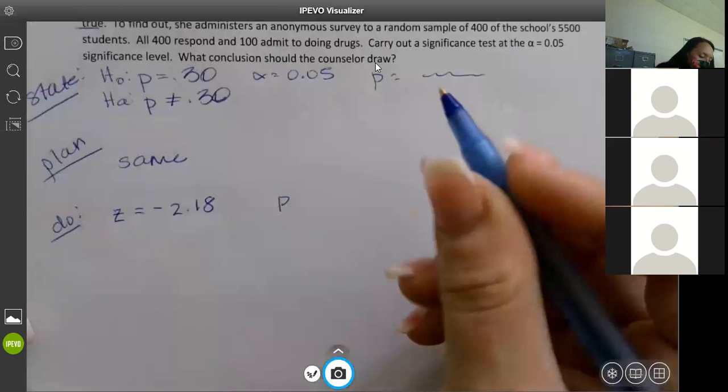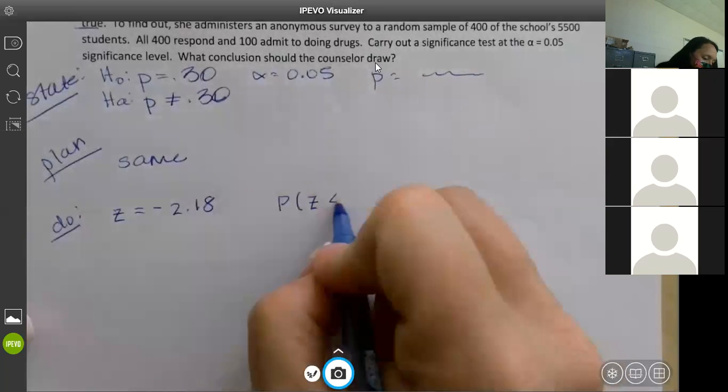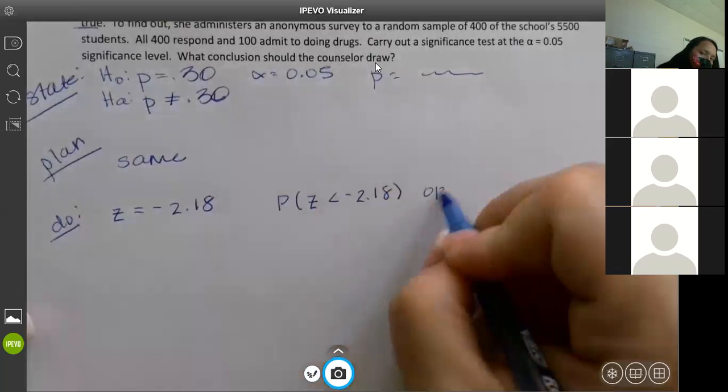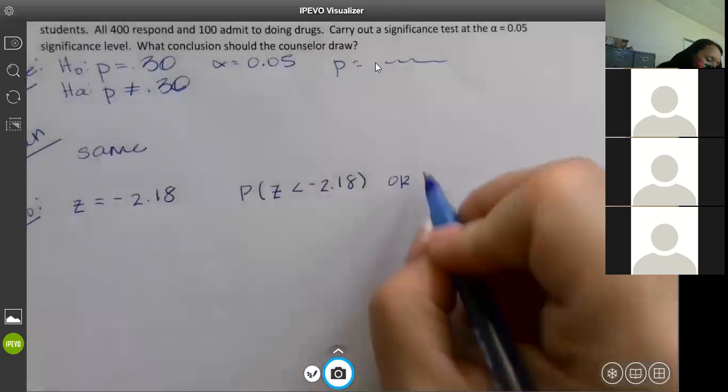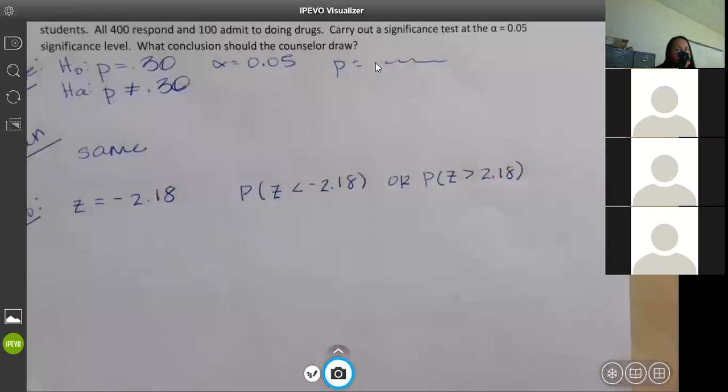But we can choose a probability. We can either do less than negative 2.18 or we can do greater than positive 2.18. It does not matter which one you do, they'll come out the same way, okay?